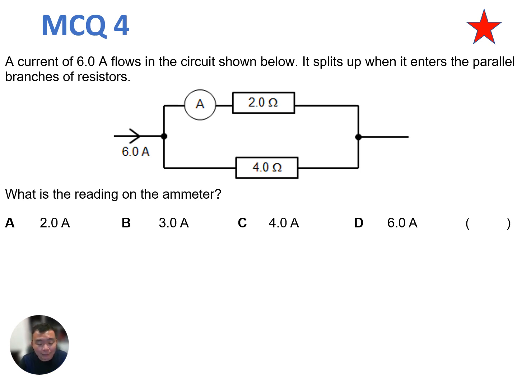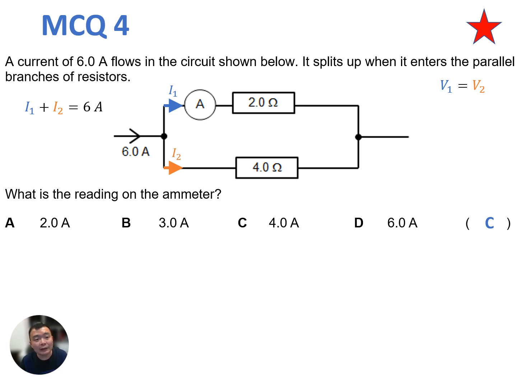So what we can do, number one, is identify the current as I1 and I2 in the respective paths, and we note that at the junction for a parallel circuit, all the current that enters the junction must be the same as all the current that exits the junction, because the flow of the current must be maintained. So I1 plus I2 gets us 6 amperes. That's our first equation.